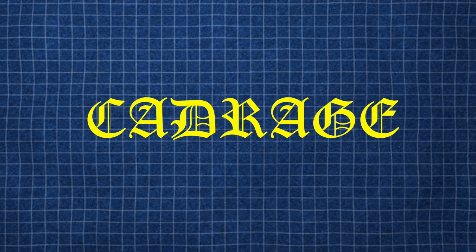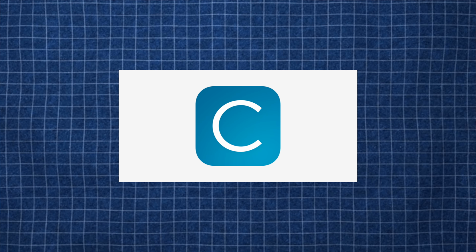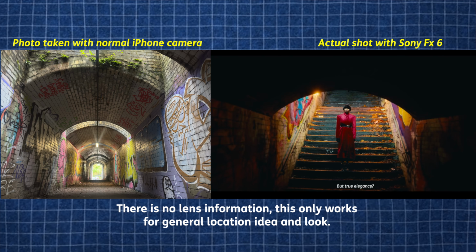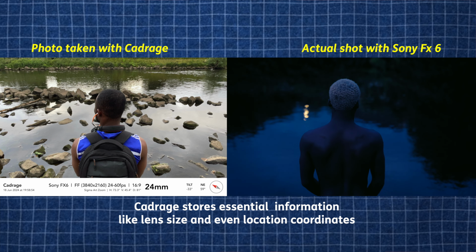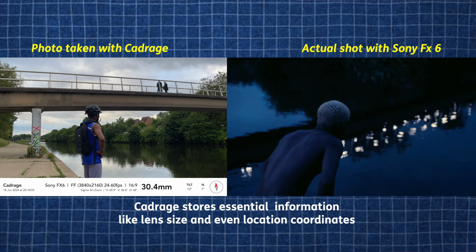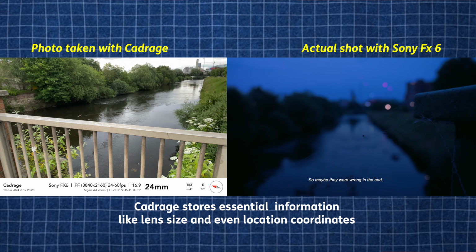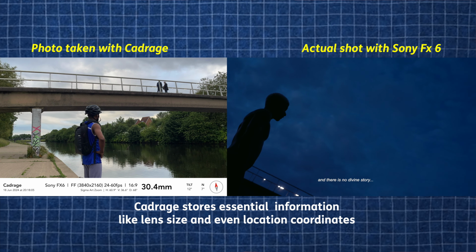It's called Cadrage. For full disclosure, I am not sponsored by Cadrage. I've never spoken to anyone on their team. I use Cadrage for my pre-production. I use it to take location photos. When I go on recce, I like to take pictures with Cadrage. And if you've seen some of my videos, I told you how I use Cadrage to plan pre-production. So this is one of the pre-production tools that I think is very, very essential for you as a cinematographer.